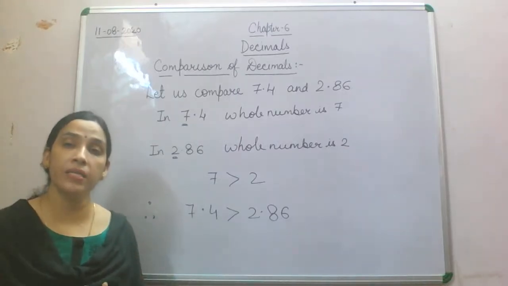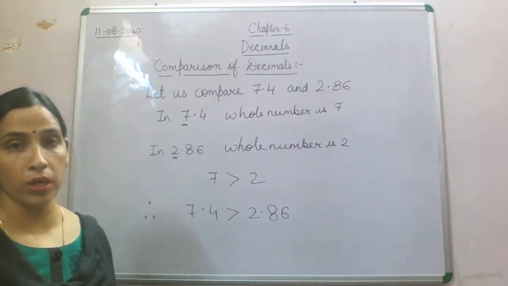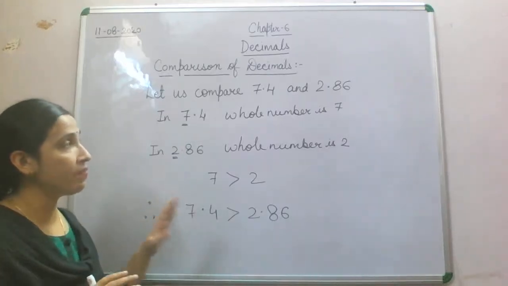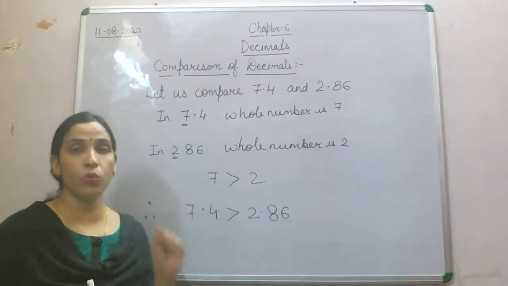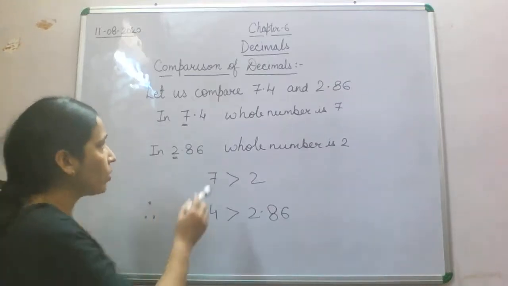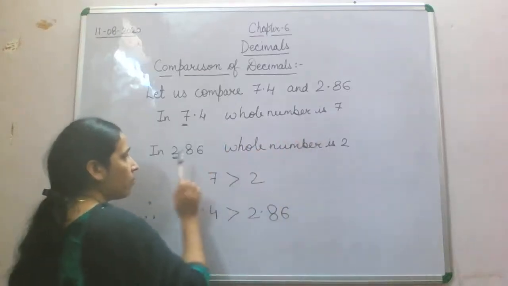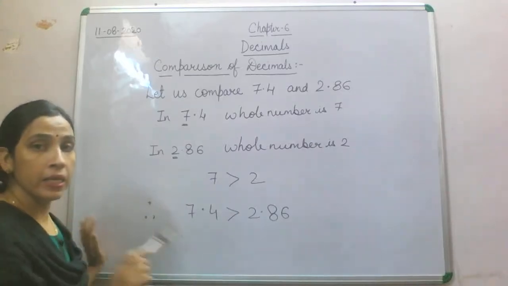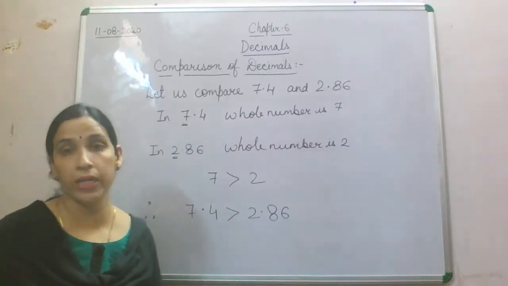Fine. This is the case when you have been given whole numbers where one whole number is bigger than the other. Let's see this example once again. Let us compare 7.4 and 2.86. You have been given two decimal numbers. First of all you have to see the whole number. In 7.4 you have 7 as the whole number. In 2.86 you have 2 as the whole number. Then you start comparing. Now 7 is greater than 2. It means 7.4 is greater than 2.86.